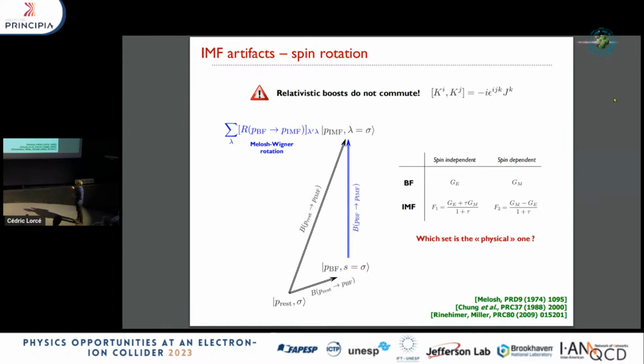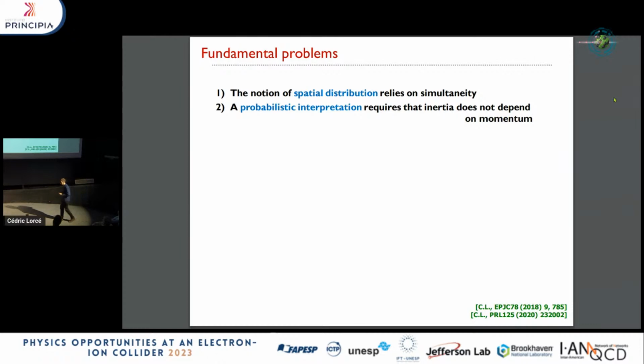So if you work with the Breit frame polarization, the amplitude will be described by GE and GM. If you look at the infinite momentum frame, you would say, oh, I would use F1 and F2. So the question is, which set is the more physical one? The fundamental problem we have here is that we are after a spatial distribution. Intrinsically, what we mean by a spatial distribution is that we first have to fix a notion of simultaneity. So we have to choose a certain frame, and within that frame, you can say, I have such a spatial distribution. If you change frame, you change your notion of simultaneity, and things get, of course, more complicated.